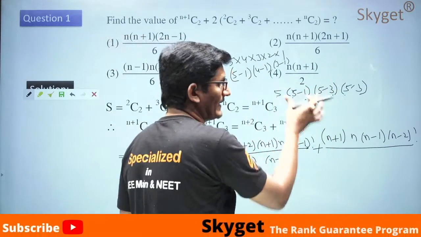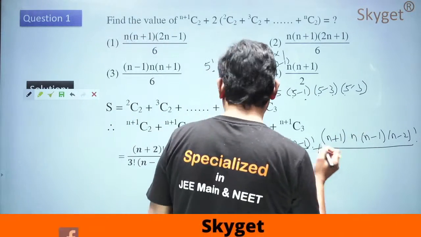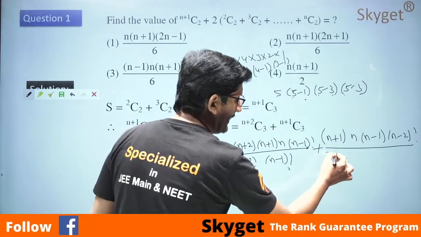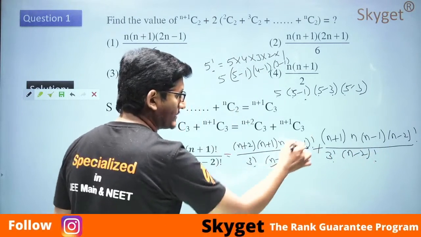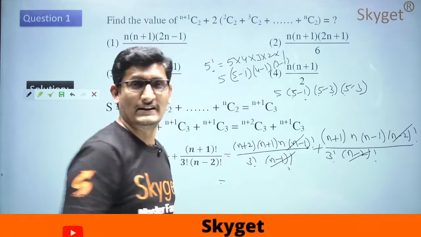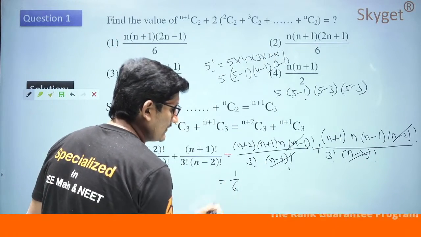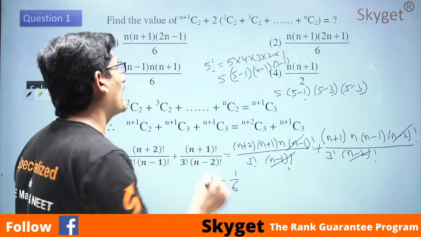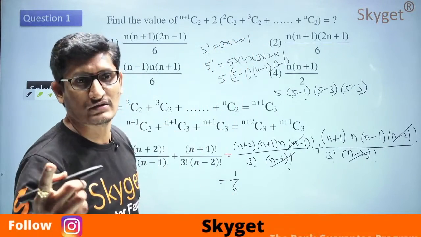So, in this pattern I am writing n plus 1 into n minus 1 into n minus 2 factorial by 3 factorial into n minus 2 factorial. So, we can cancel n minus 1 factorial and n minus 2 factorial. Now, 1 by 3 factorial is common, so write 1 by 3 factorial outside. 3 factorial means 3 into 2 into 1. 3 into 2 into 1 value what, students?